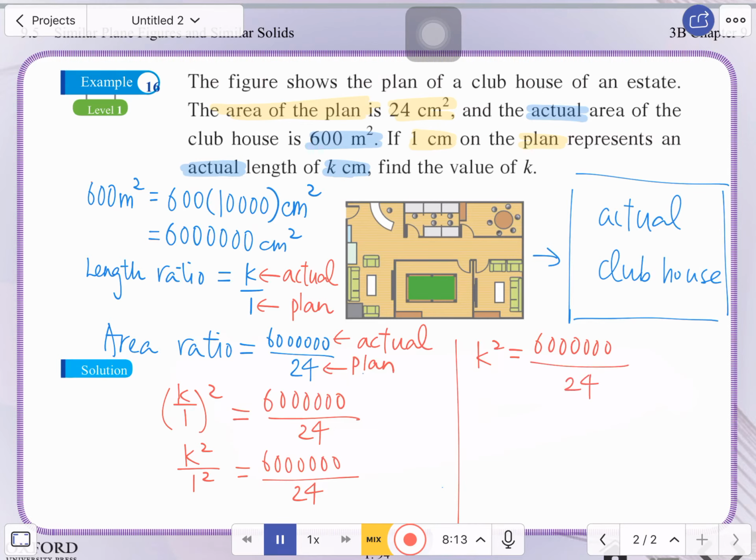The right hand side you can simplify to 250,000. And to find k, you need to take the square root on both sides. Because the unknown itself is squared, if you want to offset it, you need to take the square root on both sides, and you can get that k will be 500. So that's the end of this example.